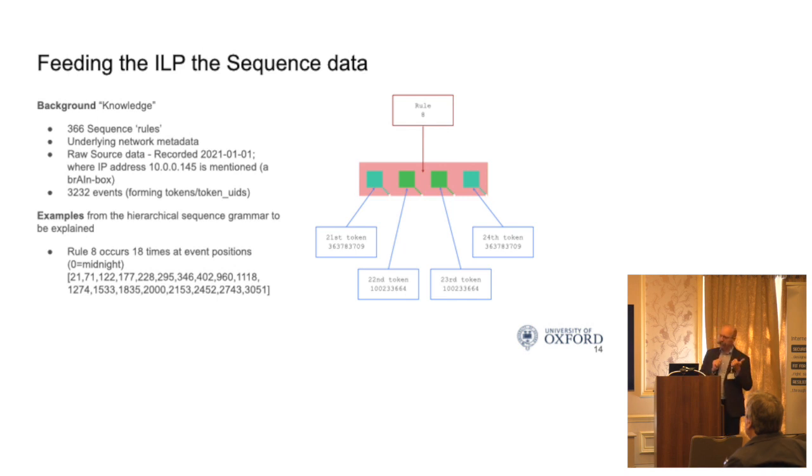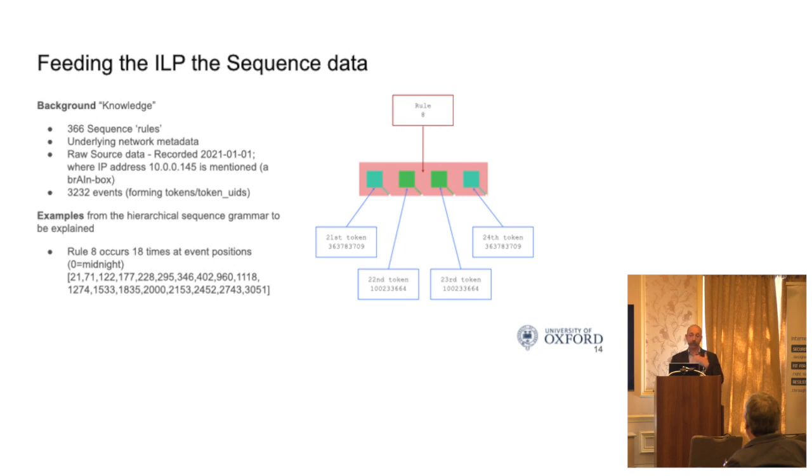So let's see if we can explain Rule 8. Rule 8 has a sequence of 4 events recurring. It occurs 18 times in the day, and the first and the last event are the same in the group of 4, and the middle 2 are the same.